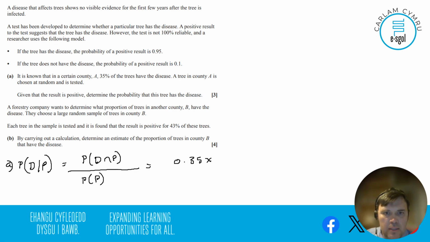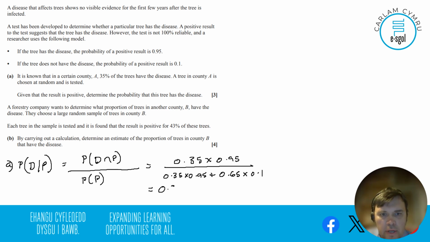So it's going to be 0.35 multiplied by testing positive, which is 0.95, over testing positive in total, which is going to be 0.35 times 0.95 plus 0.65 times 0.1, which is a simple set of values you can put in the calculator and comes out as 0.836.